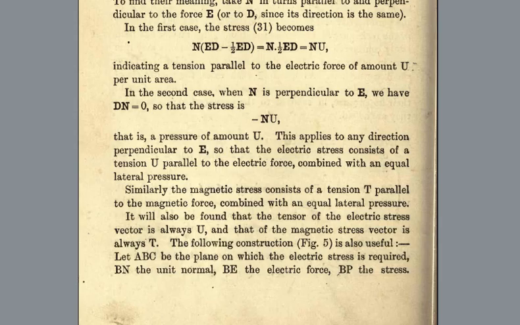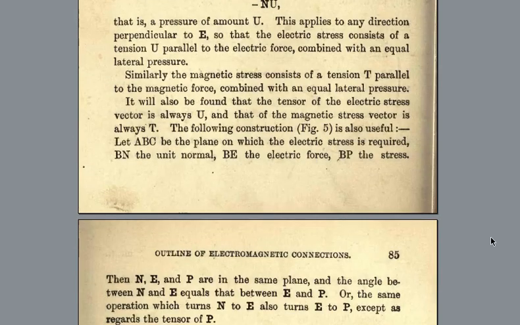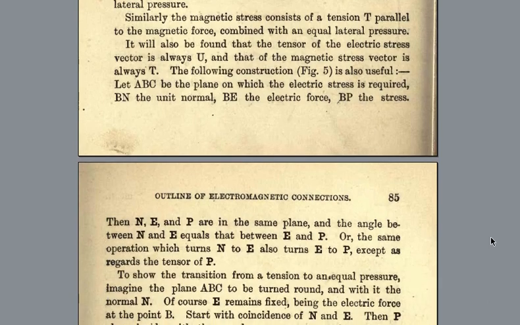Let ABC be the plane on which the electric stress is required, Bn the unit normal, Be the electric force, Bp the stress. Then N, E, and P are in the same plane, and the angle between N and E equals that between E and P. Or the same operation which turns N to E also turns E to P, except as regards the tensor of P. To show the transition from a tension to an equal pressure, imagine the plane ABC to be turned round, and with it the normal N. Of course, E remains fixed, being the electric force at the point B.